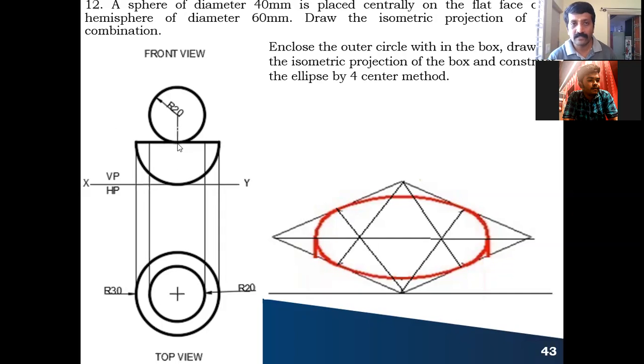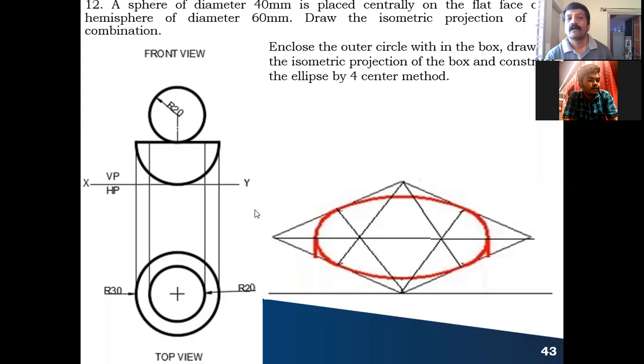You extend this line also. This is the center line. You take 30 millimeter height and draw a horizontal line from this as the center, with 30 millimeter as the radius. You draw the semicircle. So your hemisphere in the front view looks like this: the semicircle with the horizontal line.